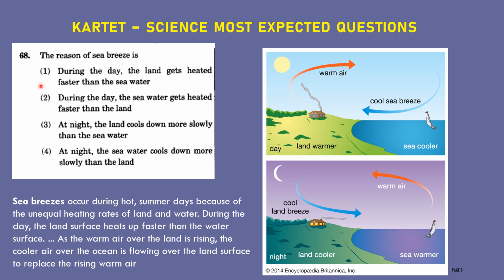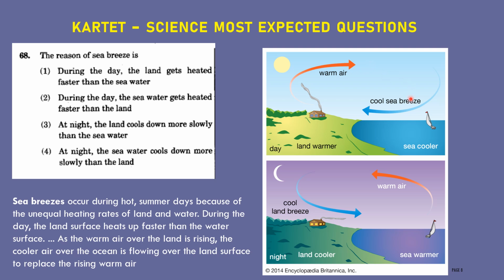Let us discuss the next question. The reason for a sea breeze: during the daytime, the sea breeze occurs. During the daytime, the land becomes warmer compared to the sea. Because of this warm land, it will generate warm air, because warm air does not contain water droplets. Because of this lower density, it rises up, and later when it is cooled down it will come down.